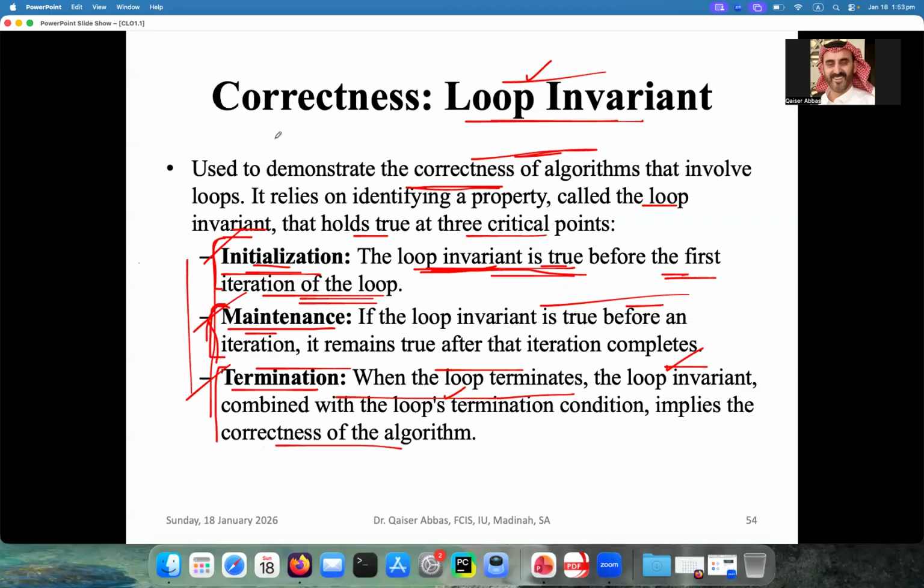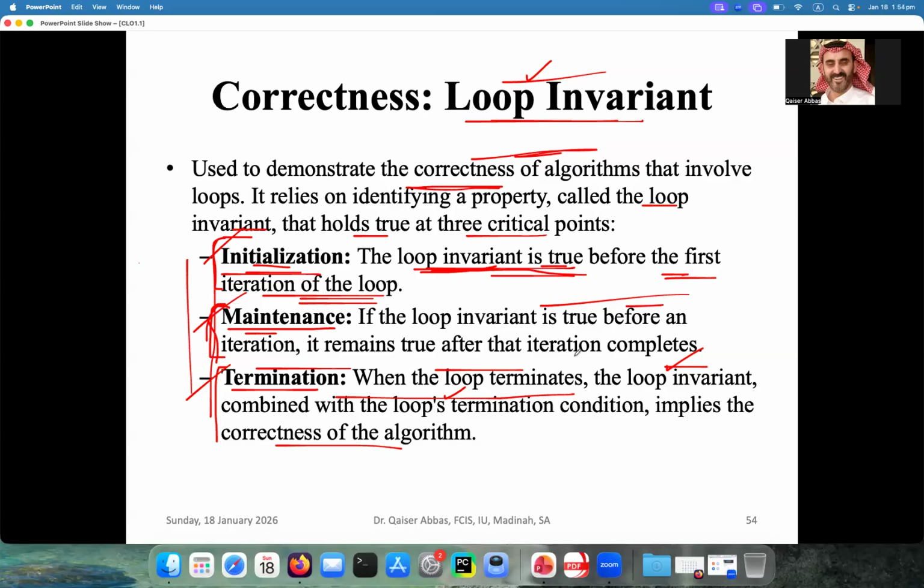What is maintenance? If the loop invariant is true before an iteration, it remains true after the iteration. This is the definition of maintenance. So now you have to check each iteration, the iterations of the loop before the termination.